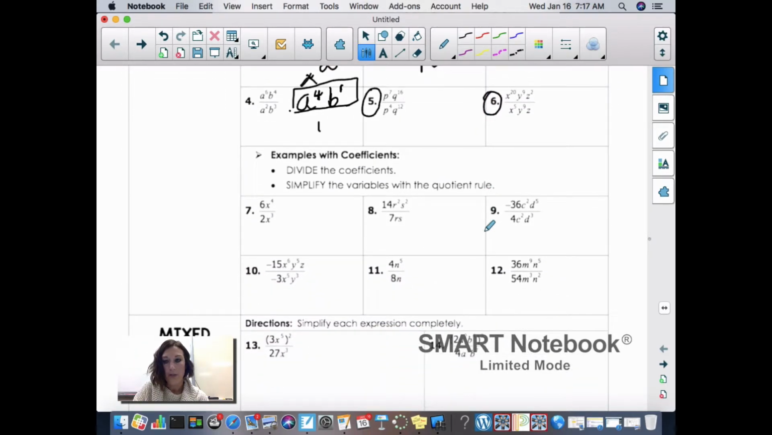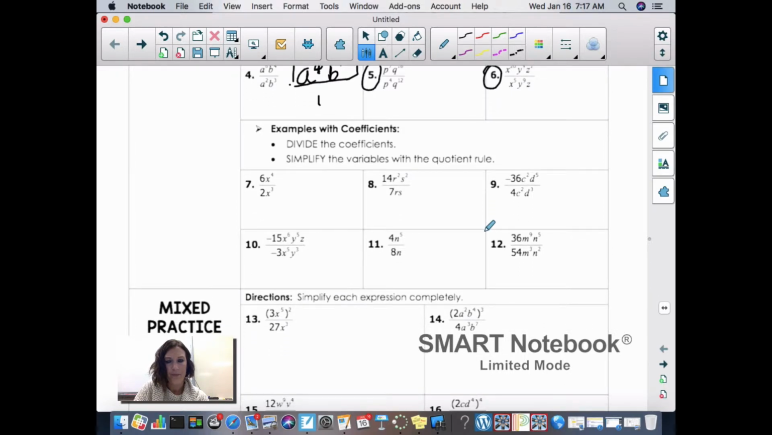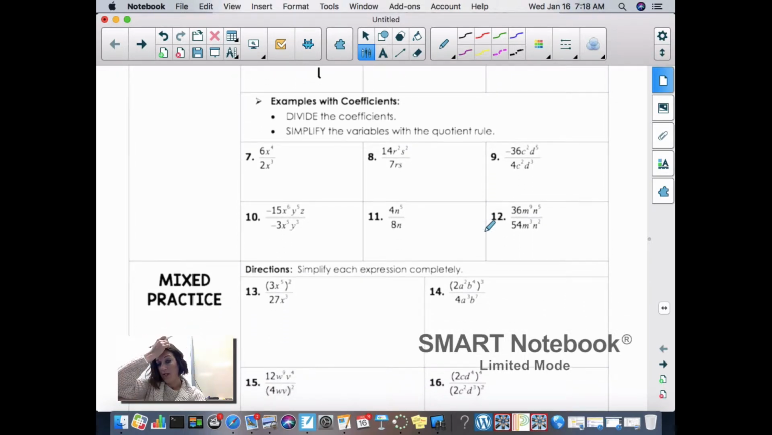All right, I'm going to scroll down, and now when we add coefficients in the mix, it's just like with multiplication, you're going to do those coefficients first. So I'm going to create my little line here, equals. So we start off with 6 divided by 2. 6 divided by 2 is 3. And then I have x to the 4th in the numerator, x cubed in the denominator. I'm going to take that up. 4 minus 3 is 1, so x to the 1st power.